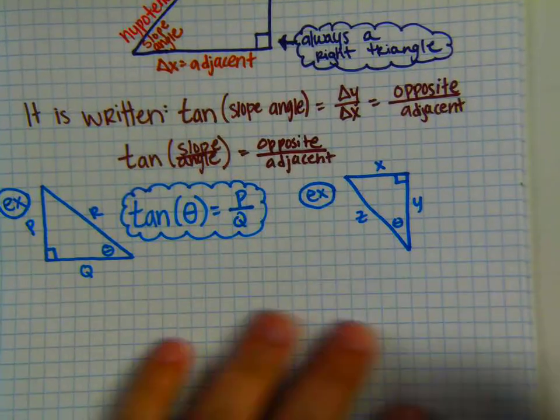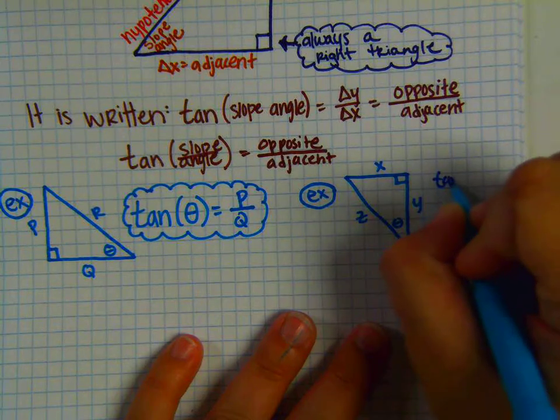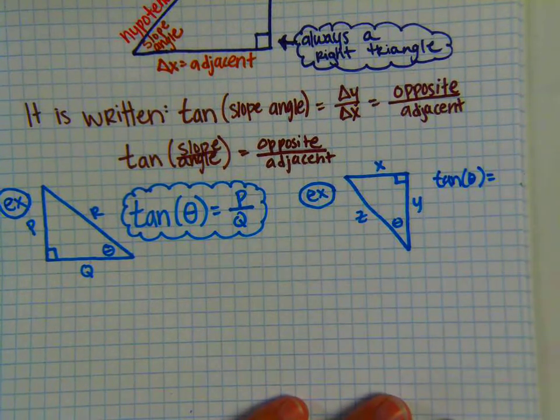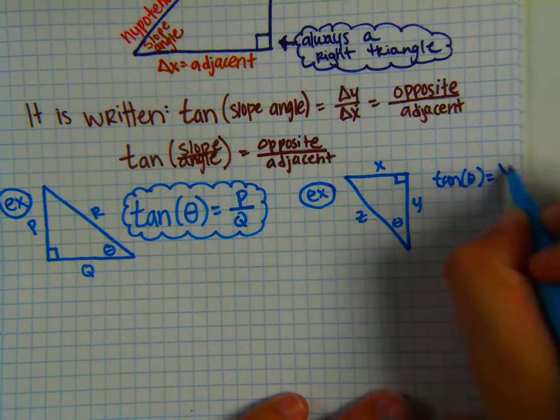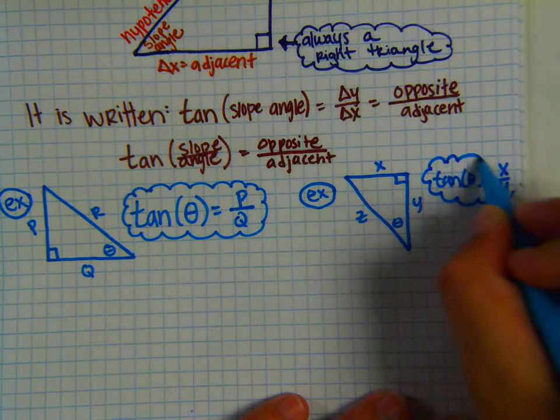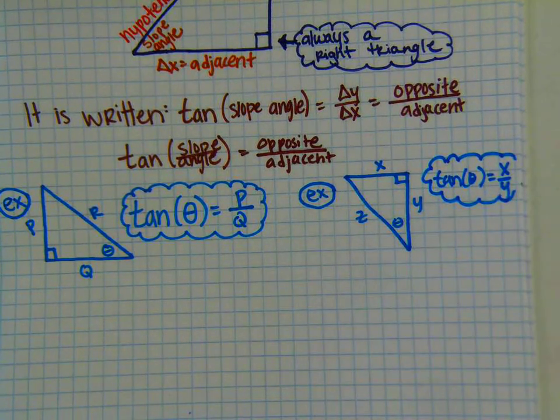So we'll have tangent of theta equals, what's opposite theta? Is it x over y? X over y. Because x is opposite, y is adjacent, and z is the hypotenuse. So it can't be z. Okay. Questions about just setting up that ratio? Because if you can set it up, you'll get the answers right. But I need to know if you have questions.